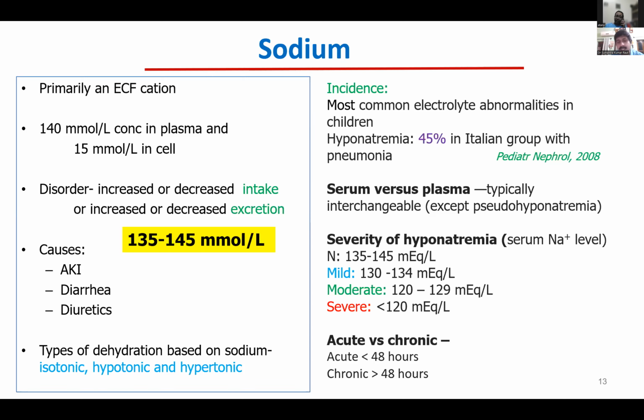So usually we use serum and plasma interchangeably, but there is some difference. I will come to that on the next slide. And regarding hyponatremia, that is low sodium, whenever the value drops below 135, it is hyponatremia.